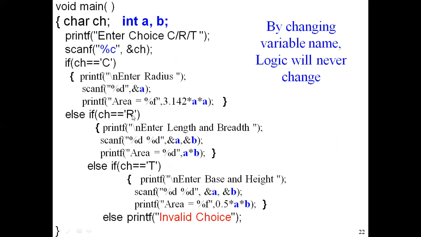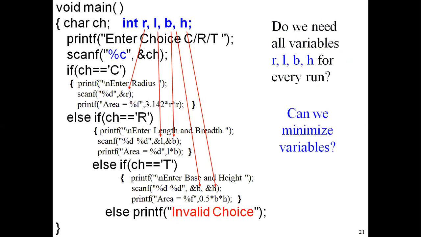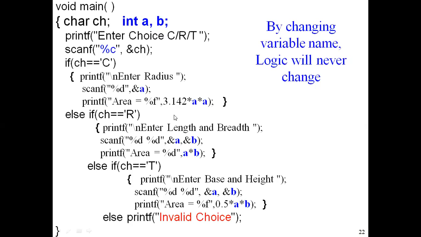Same thing if your choice is rectangle R, then you enter length and breadth in A and B. Formula is correct. A into B will give you length into breadth. That's area of rectangle. Same thing when you ask user to enter base and height, you accept first base in A, second height in B. You put the formula correct, 0.5 into A into B. So instead of these many variables, in just two variables, we can manage the whole program now. Yes or no?